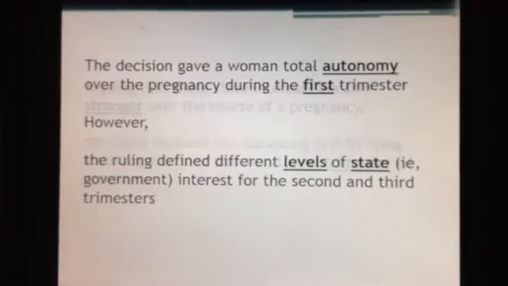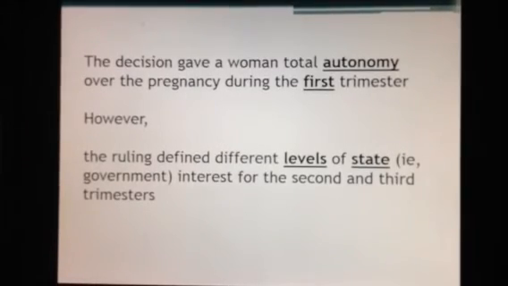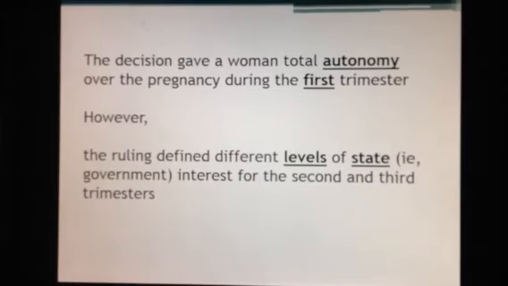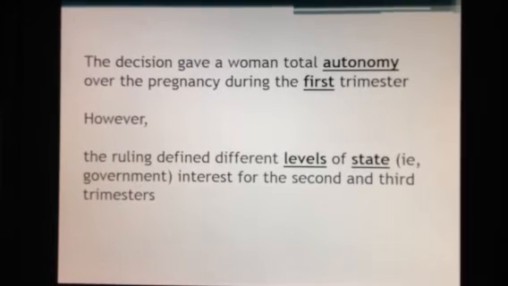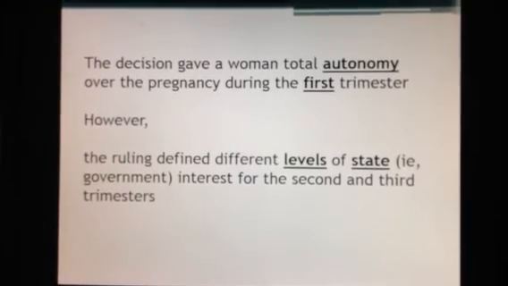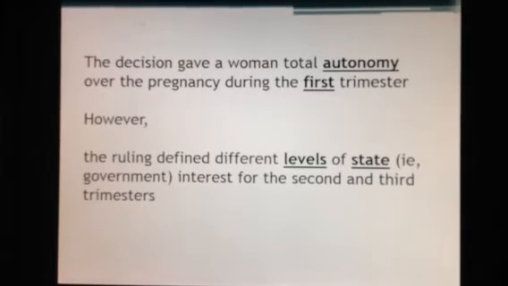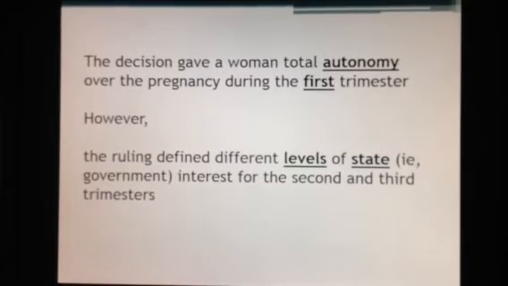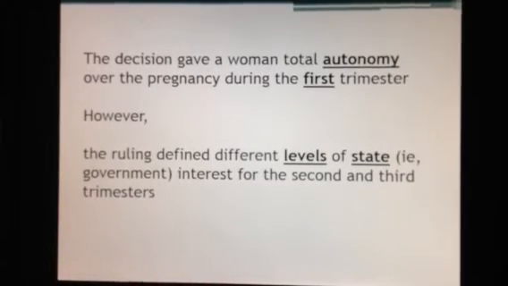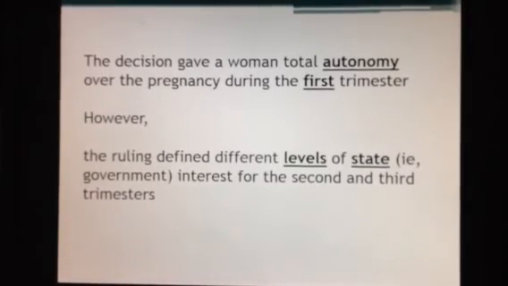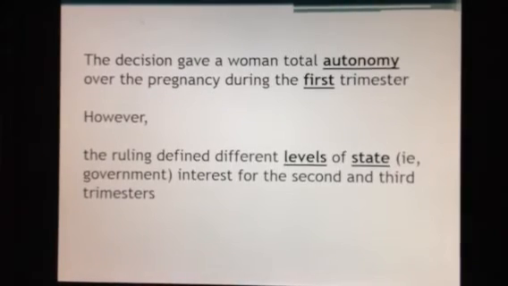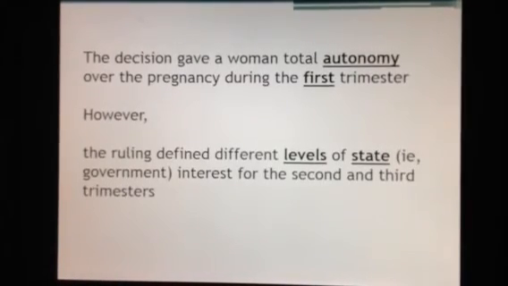Now, what do we mean by all this? The first trimester, the first 3 months of pregnancy, a woman has total autonomy or control over her pregnancy. However, as she enters the second and third trimesters, this is when the government has an interest in looking out for the life of the unborn.